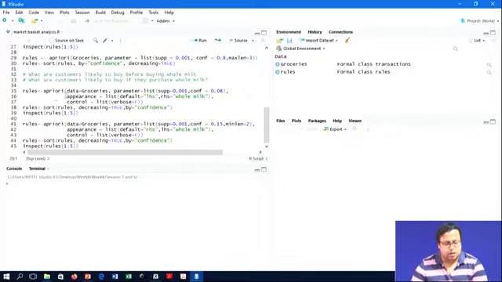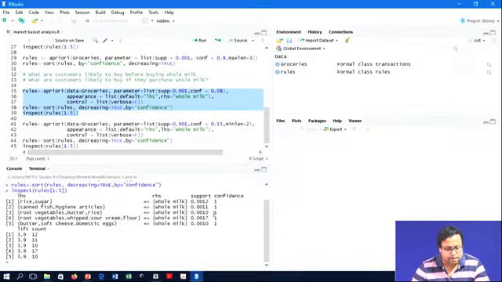For example, I can also say that given this particular item is in the left-hand side, what are the chances, or given whole milk in the right-hand side, what are the rules. Here I am putting appearance equal to default for the left-hand side, and the right-hand side has to have whole milk. So I am saying it is a must that the right-hand side will have whole milk, and then I am sorting it based on confidence and getting those values.